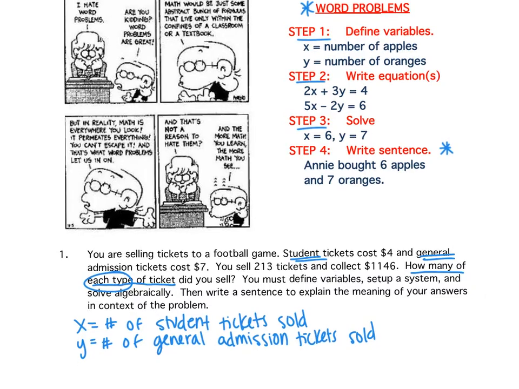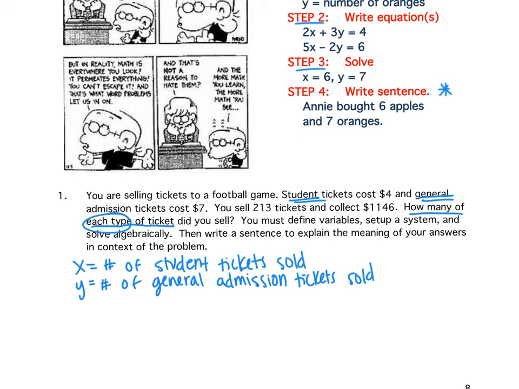Step 2, we need to write our equations. In this case, 2 variables. That tells us that we are going to need 2 equations. 2 variables, we're going to need 2 equations. So we need to look at what information we have been given. We have been given the number of tickets that are sold. We've also been given the amount of money. So here are 2 equations, one for the amount of tickets and one for the amount of money.